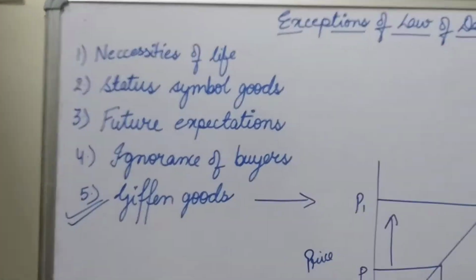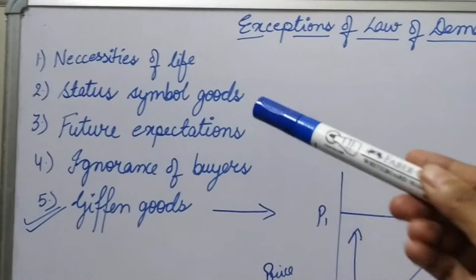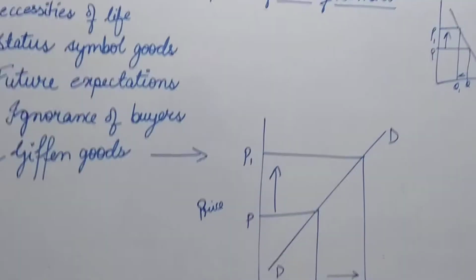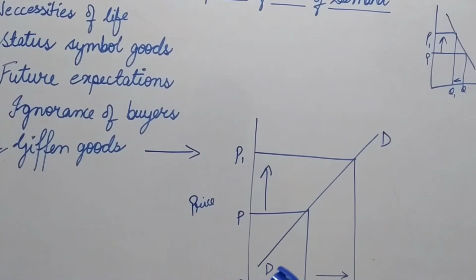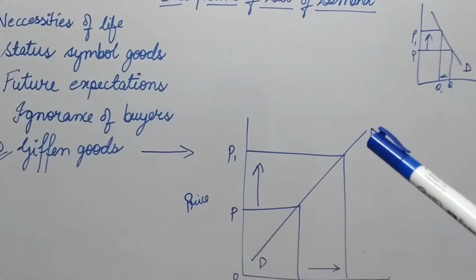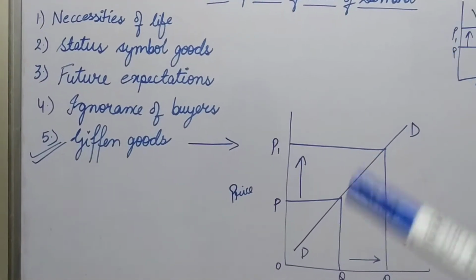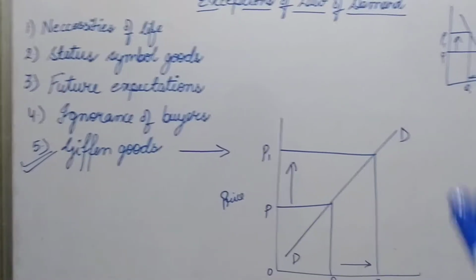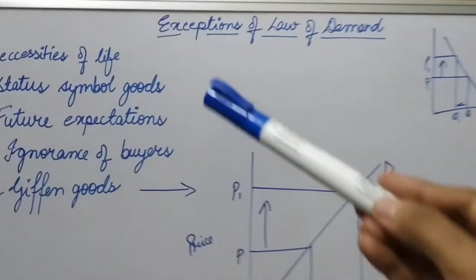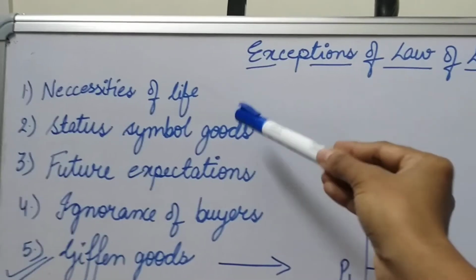That means these are the few situations in which the demand curve goes upward. That means the slope of the demand curve is positive. Positively sloped means if price increases, quantity increases. If price decreases, quantity decreases. This is the exceptional case. So first of all, let's discuss the necessities of life.